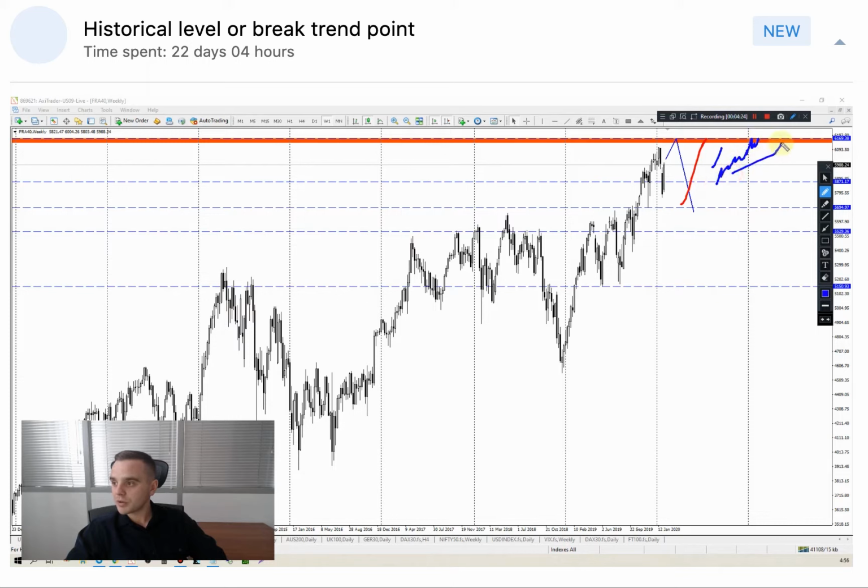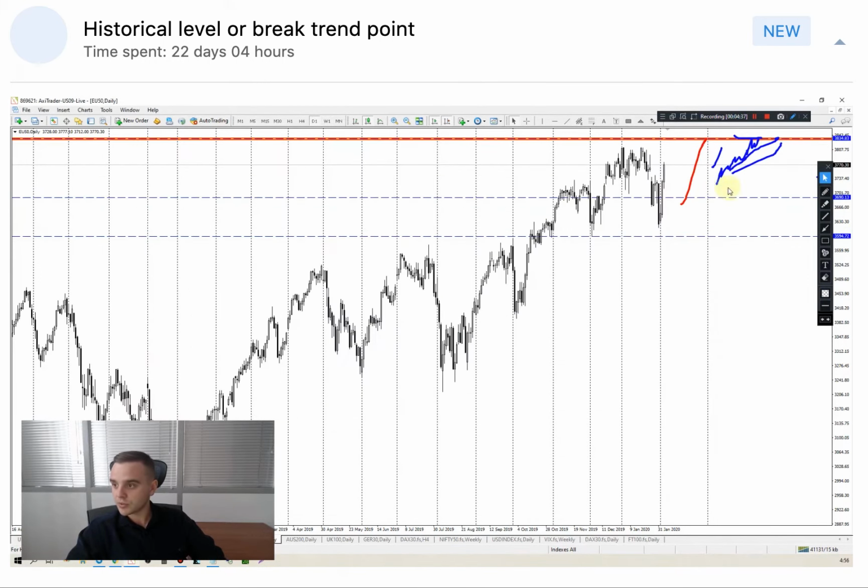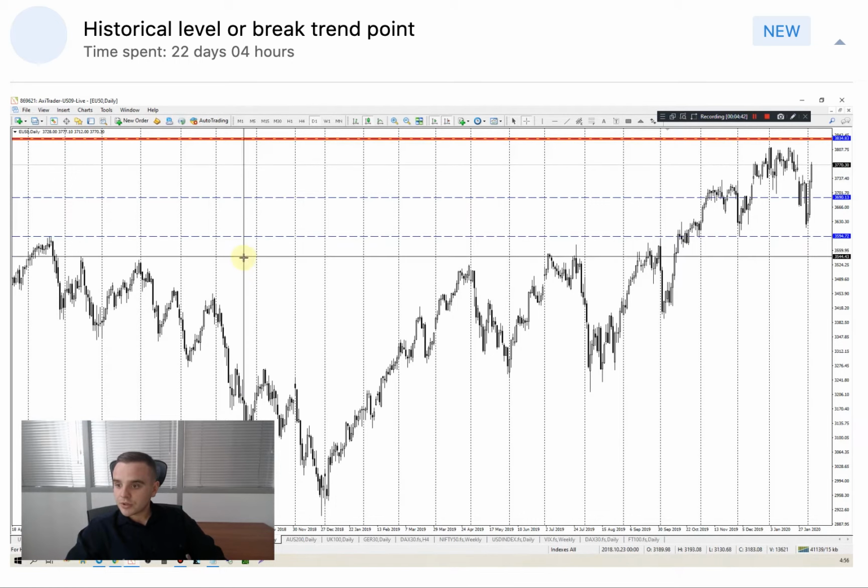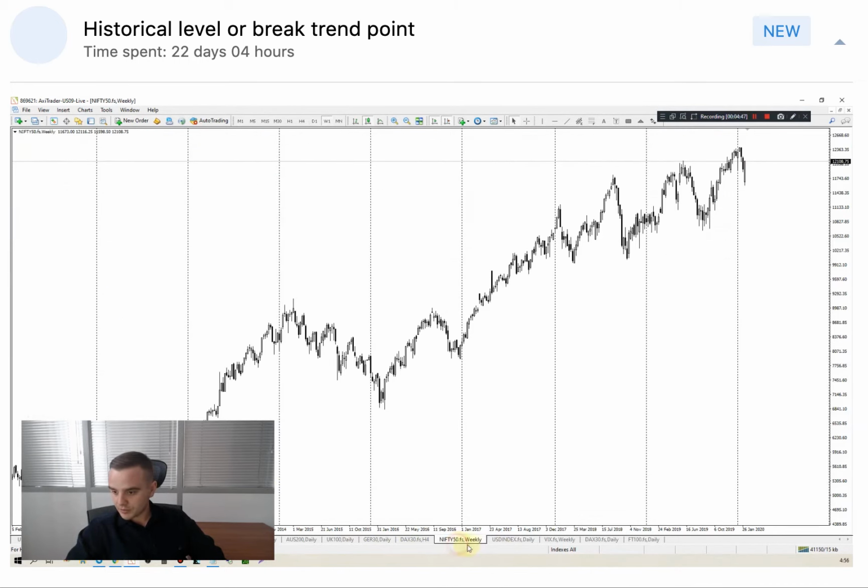When we speak about entry points, you will understand that when price builds such a triangle, in most cases there will be a break. That's why we will separate it when we speak about entry exit points. Another example of a trend change point will be here.